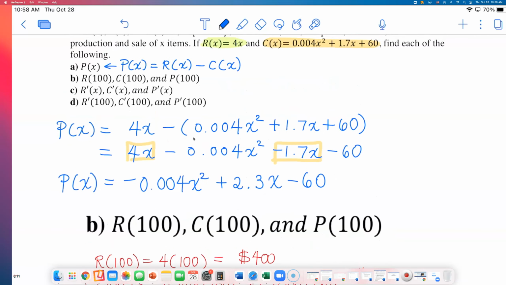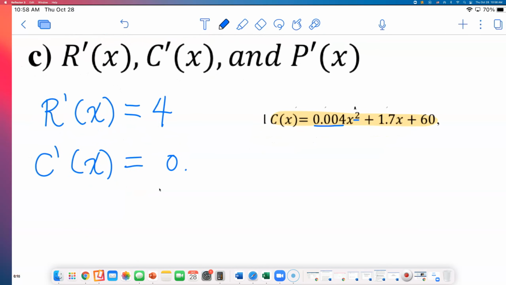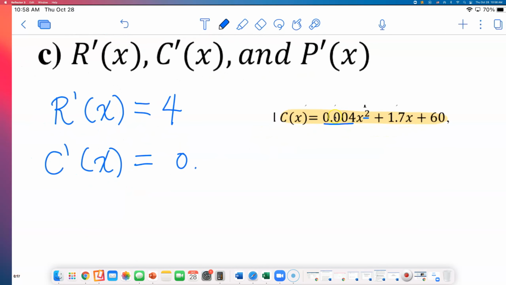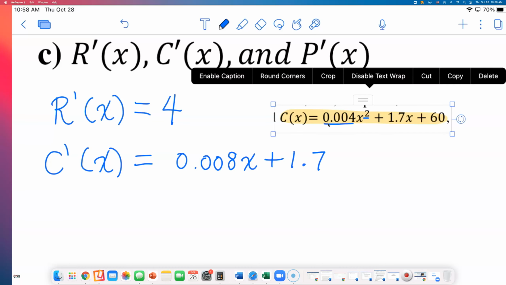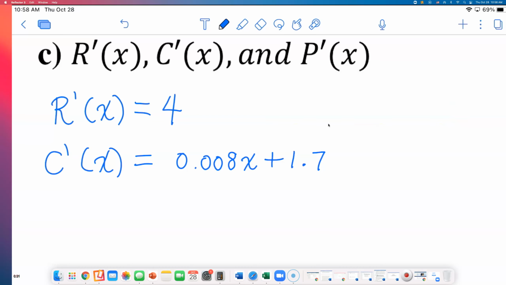No, it wasn't negative. The profit function was negative, but the cost function, the leading coefficient was positive. So 0.008x plus 1.7, and that's it. That is the derivative. Let me delete this. I don't need it anymore. All right, let's find the p prime of x.